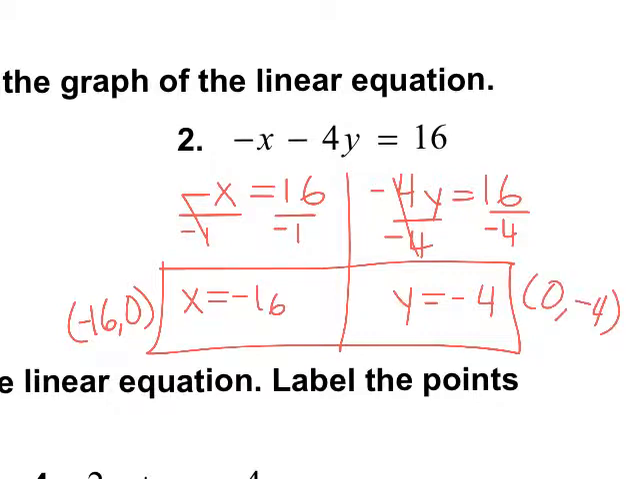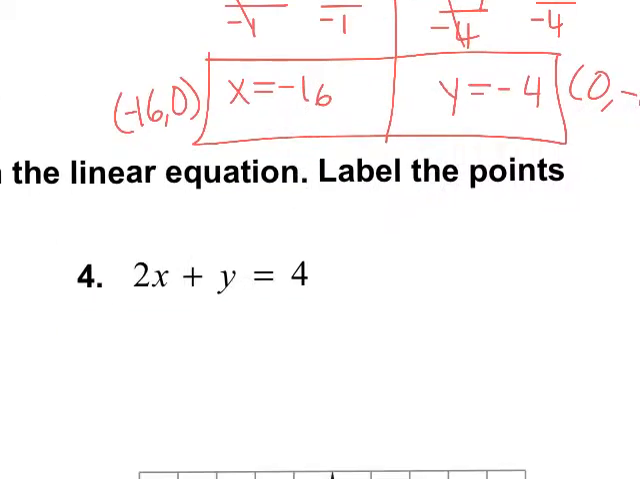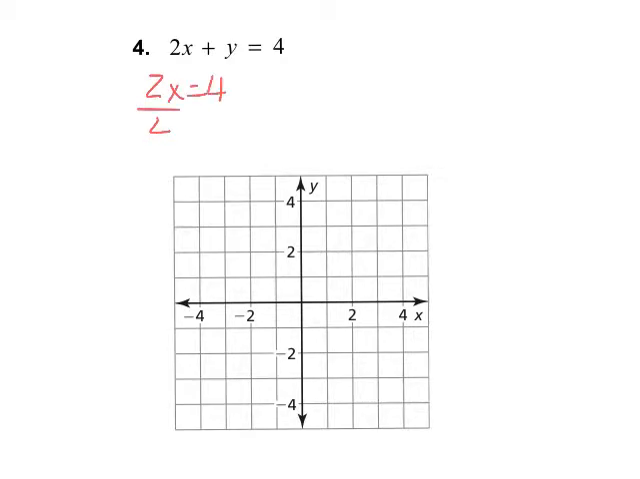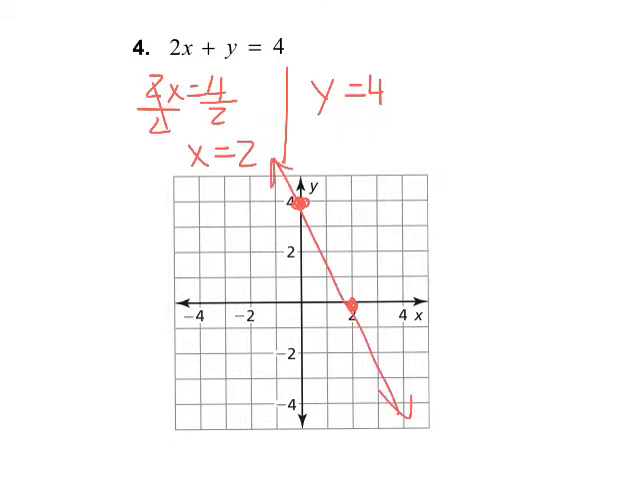Okay. And then for my find the intercepts and graph, nice and simple. Cover up the y term. I have 2x equals 4. Divide, and x is 2. And the y is super easy for us. Cover up the x term, and you're just left with y equals 4, which is already solved for you. So the x equals 2. The y equals 4. Connect them with a line, and you are done.